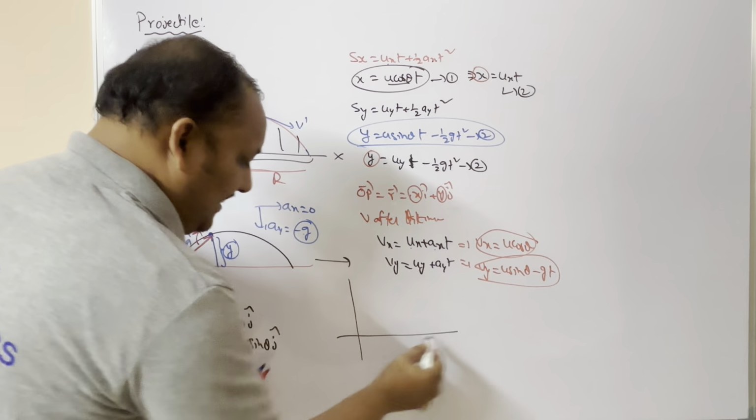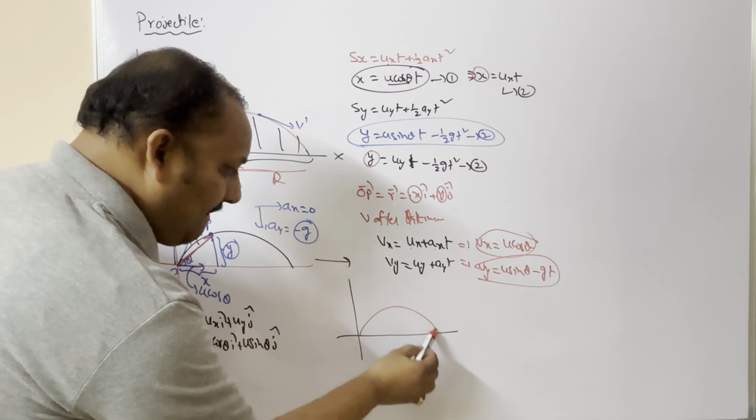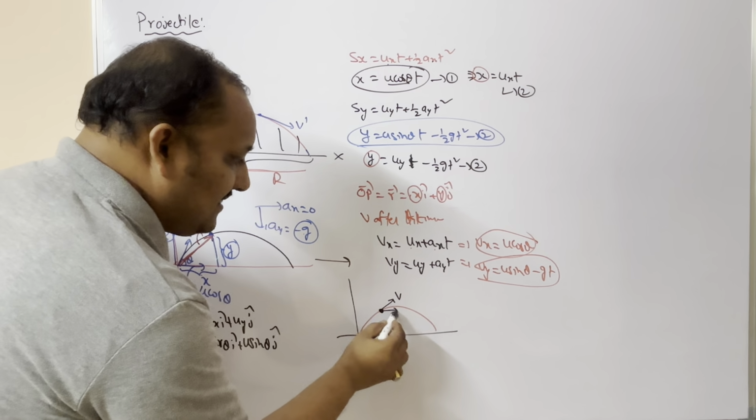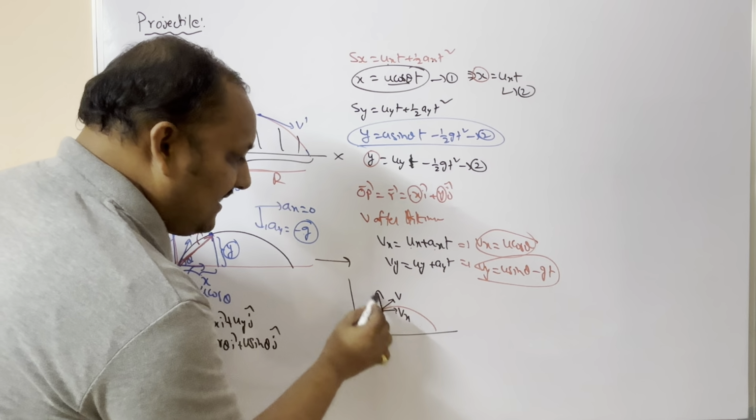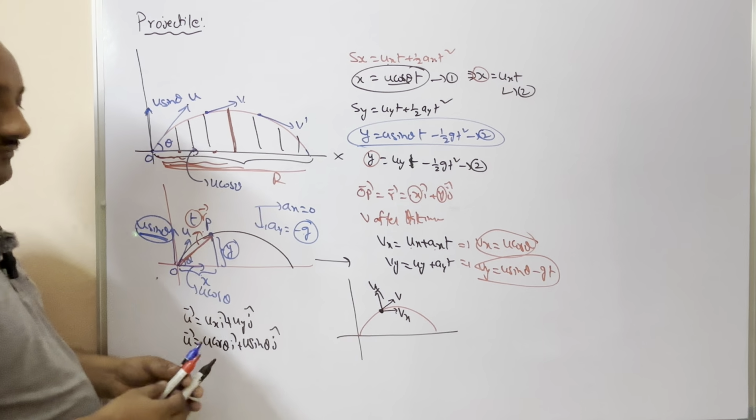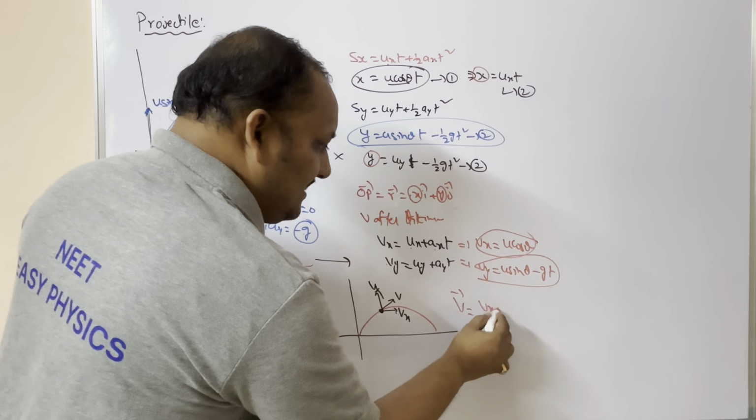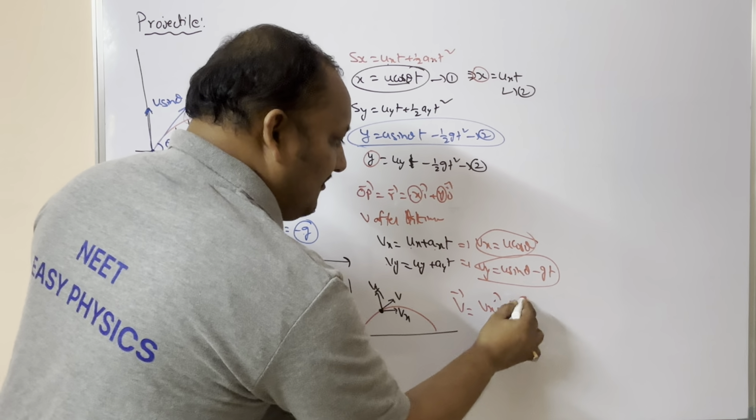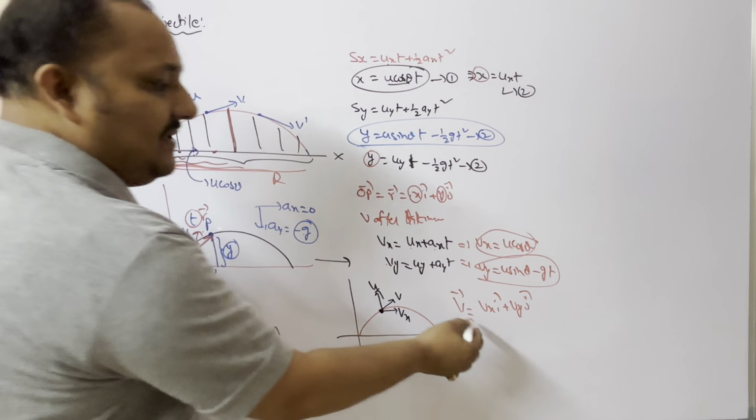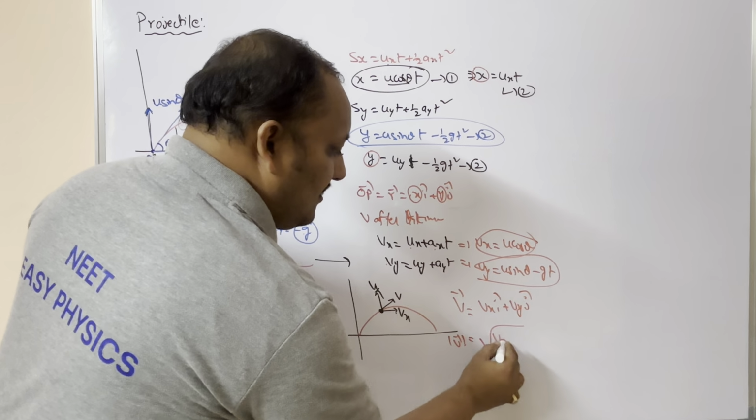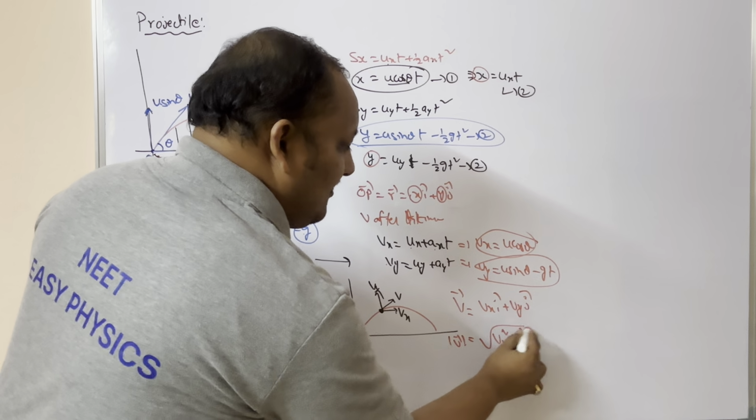If this is the projectile, after t time it is here, then what is its velocity? So horizontal velocity Vx, vertical velocity Vy. Now, magnitude-wise and vector-wise, how they will write: Vx i cap plus Vy j cap. Magnitude means the root of the magnitude of velocity, root of Vx square plus Vy square.